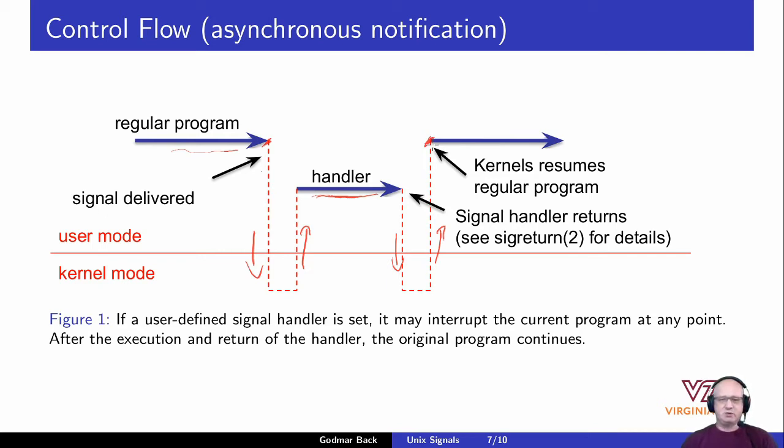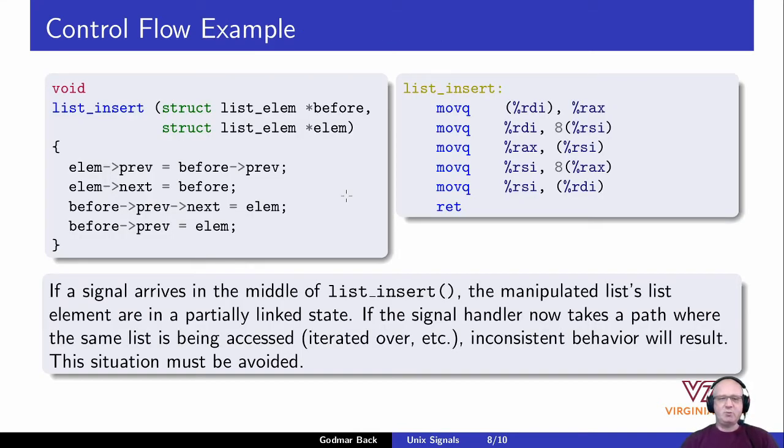Now, the issues arise because of what that handler does or doesn't do. I want to show an example here. Imagine you're using a doubly linked list class, and in fact, this code is from one of our student projects, and you insert something into a doubly linked list.